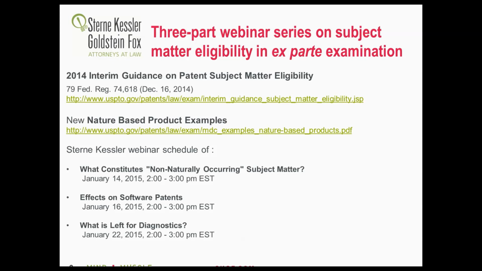Next Friday, our colleagues in the electronics practice group are going to be talking about the effects on software patents of these guidelines. And then next week on Thursday, we're going to tackle the issue of diagnostics, and more particularly looking at the methods as well as maybe the sequences and tools that would be provided when you're practicing diagnostic methods.